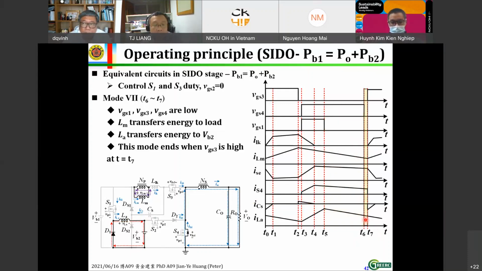In mode 7, VGS1, VGS3, VGS4 are low, and LM transfer energy to load through coupled inductor, and the LA transfer energy to battery. This mode ends when the VGS3 become high at T equal to T7.